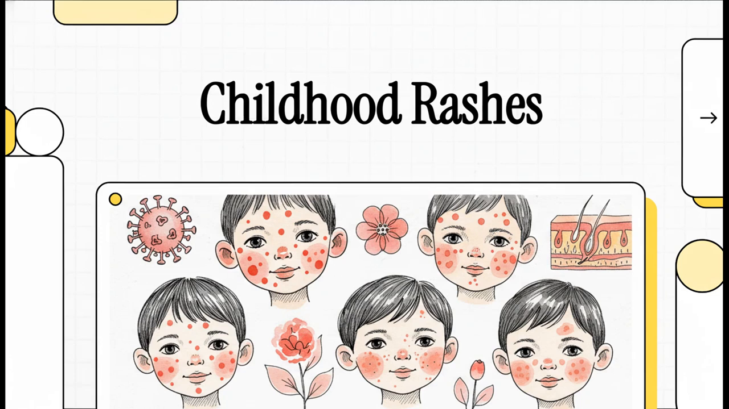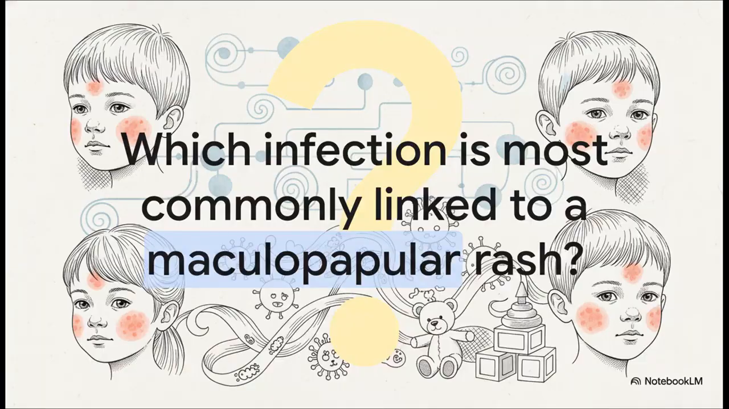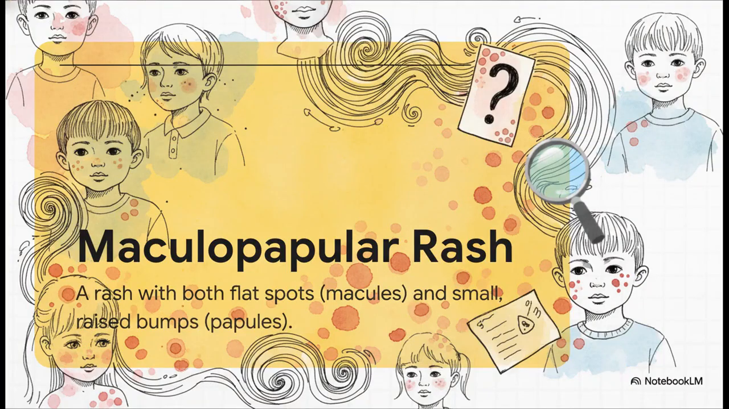Ever wondered how doctors tell one childhood rash from another? Let's break down a classic clinical question. Okay, here's our question. Which infection is the most likely cause of a maculopapular rash in kids? The key clue is maculopapular. That's just a mix of flat spots and small raised bumps.